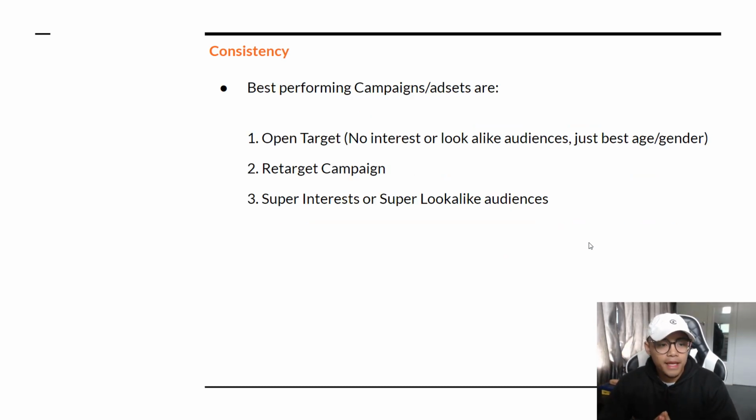Now my best performing campaigns and ad sets were open target. Now open target, if you don't know what that is, basically that's no interest or lookalike audiences. Basically no audience attached to an ad set, but you just put your best age and gender for that ad set. So for example, I'll have one particular campaign that's basically just targeting 50-year-old or more, and the gender was just female, and those were my best performing ad sets and campaigns. Basically I was able to scale that up to $10,000 ad spend.